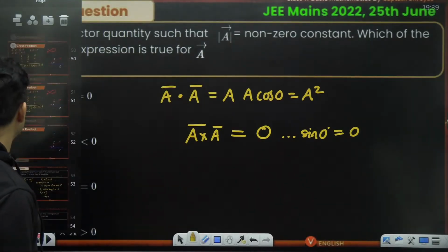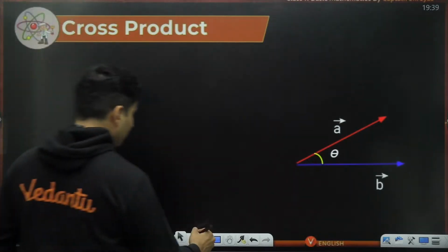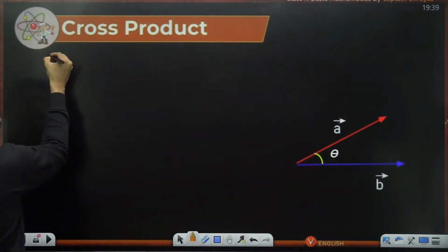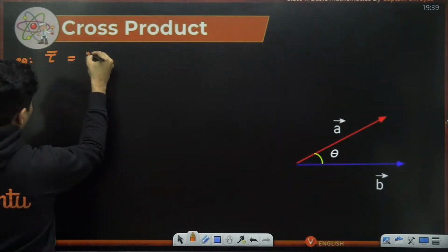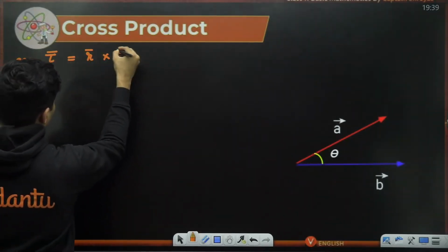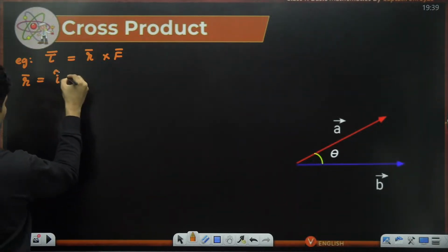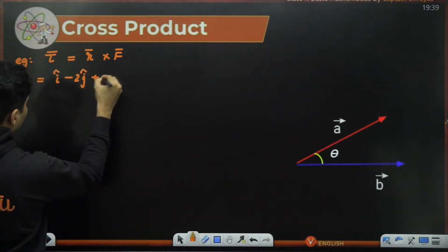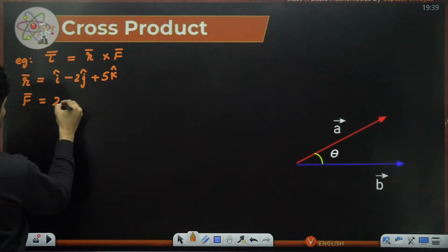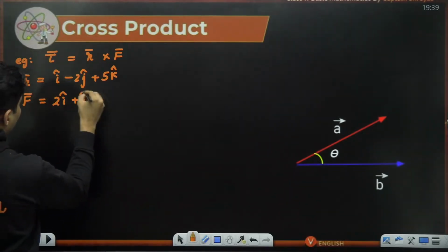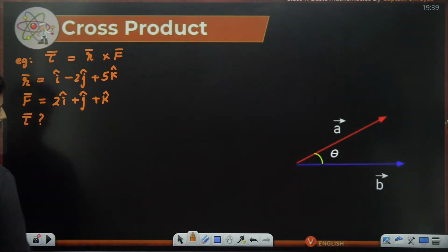Perfect. Let me give you more questions coming up on your screen. Let's say torque, this is an example. Torque is R cross F, where position R is given by i cap minus 2j cap plus 5k cap, and force is given by 2i cap plus j cap plus k cap. Question is, find the torque.